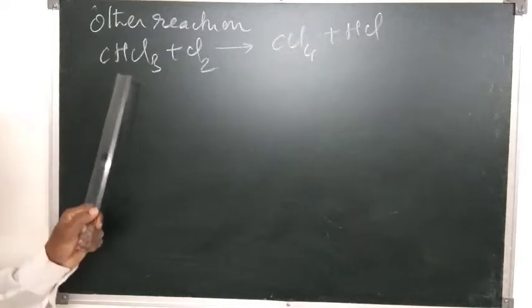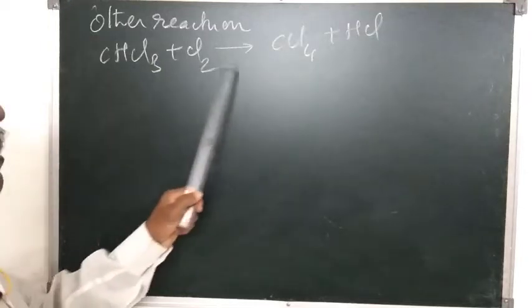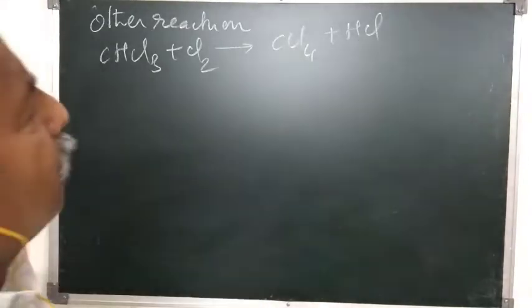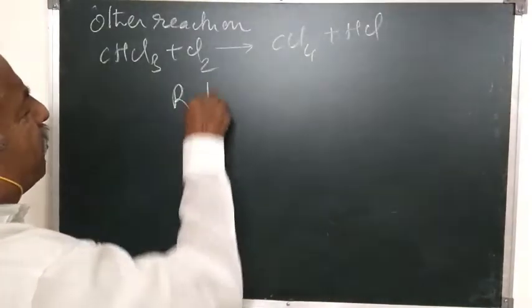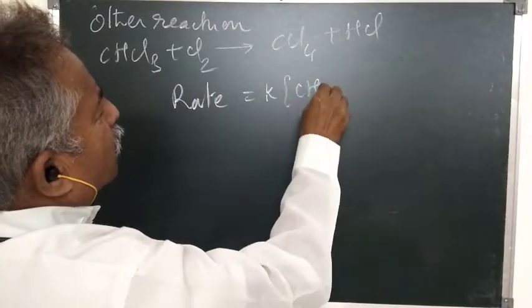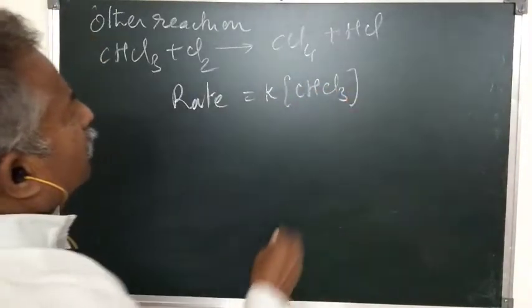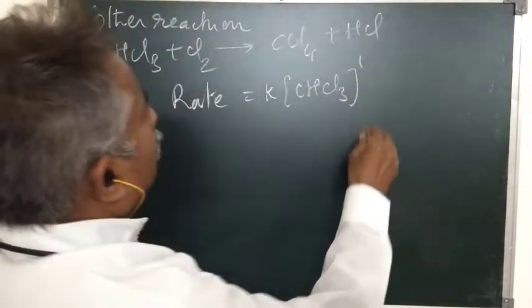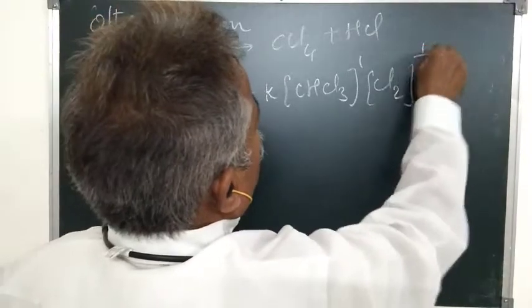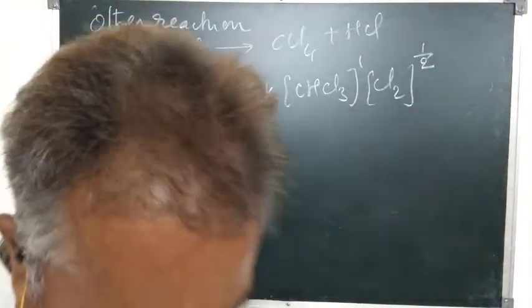Now let us see the reaction between chloroform and chlorine. Chloroform reacts with chlorine to form carbon tetrachloride and hydrochloric acid. Now rate can be written as rate equal to k into concentration of chloroform raised to the power 1 and Cl2 raised to the power 1 by 2.